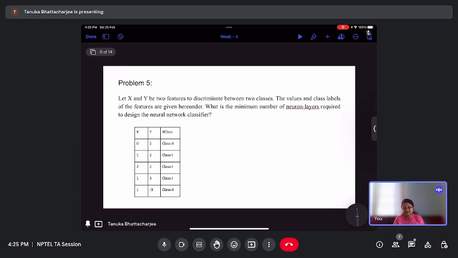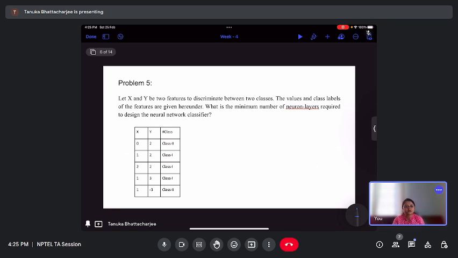So, first let us see this problem. Let x and y be two features to discriminate between two classes, class 1 and 2. The values and class labels of the features are given here under. What is the minimum number of neuron layers required to design the neural network classifier? So, at least how many neuron layers should you have to perfectly do this classification?